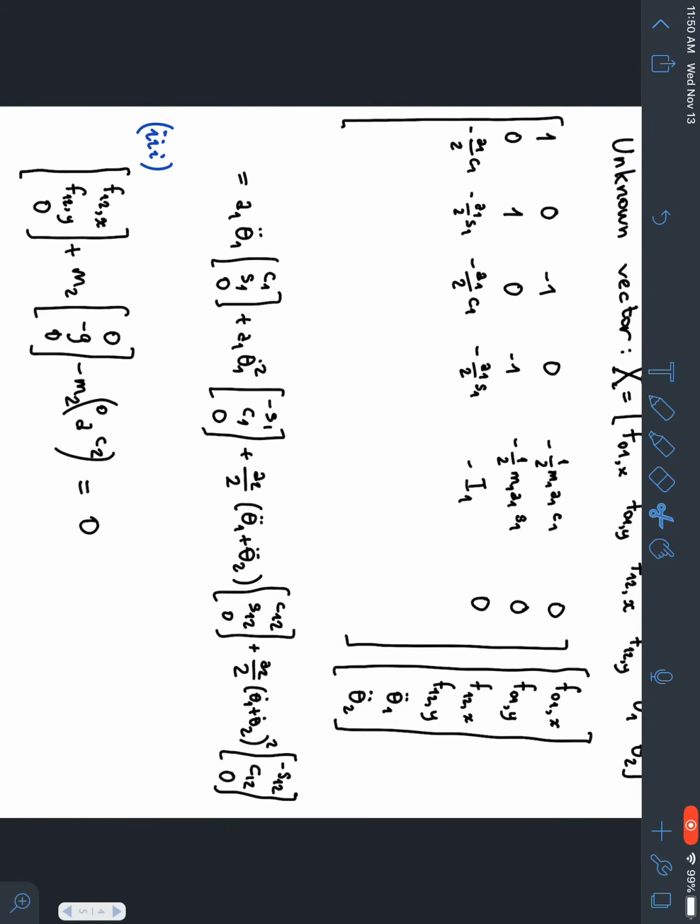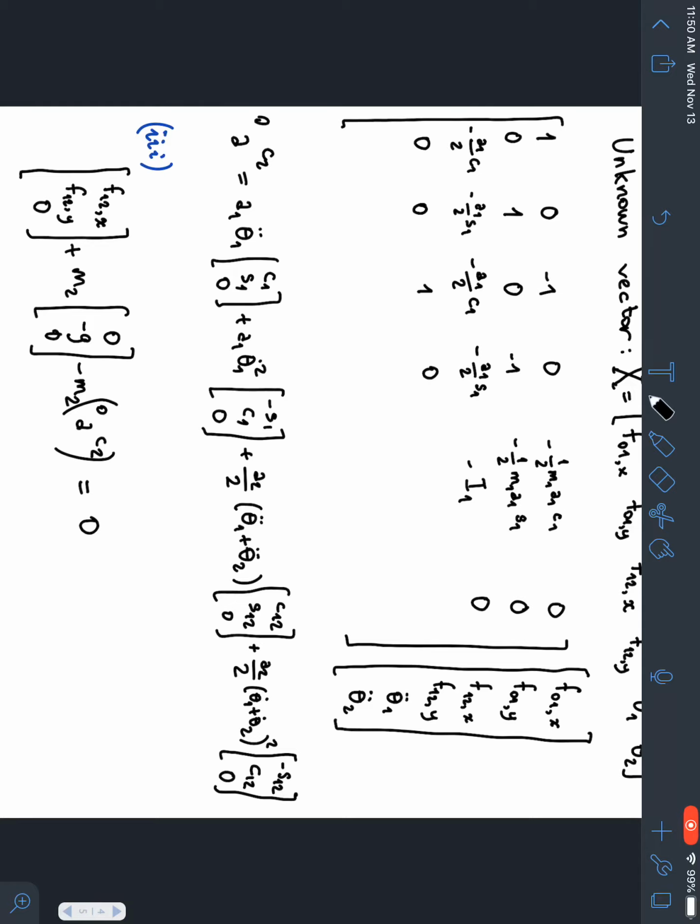Okay, so remember, this was the acceleration of C2 in 0. What is the coefficient of f01x? Well, it is 0, right? Yeah, it is. So 0. What's the coefficient of f01y? Also 0. Coefficient of f12x, it's just 1. Coefficient of f12y is 0.